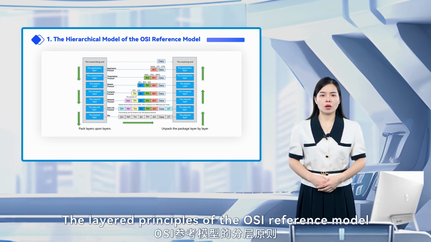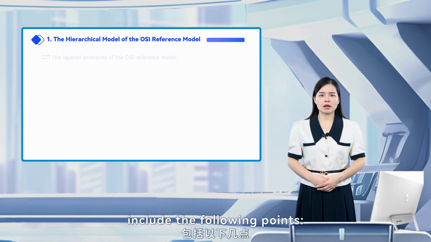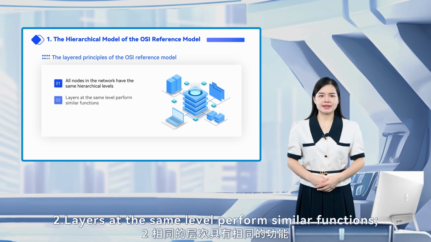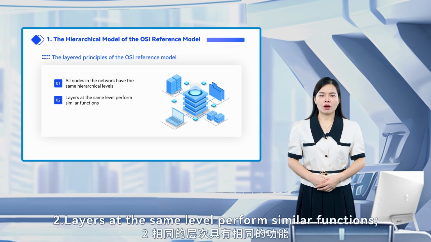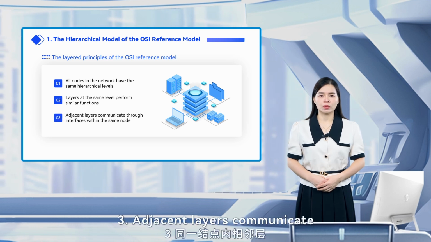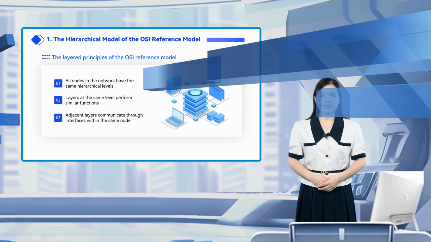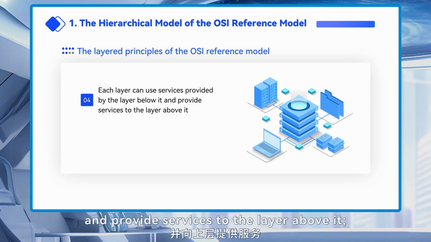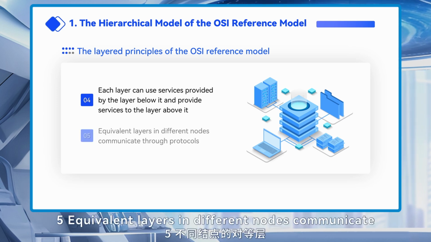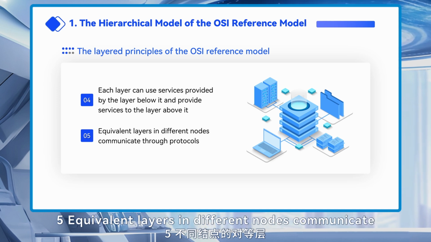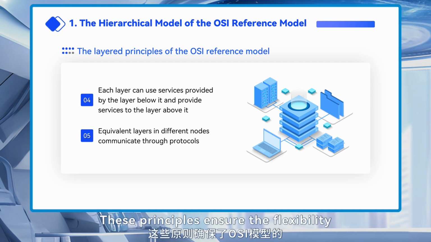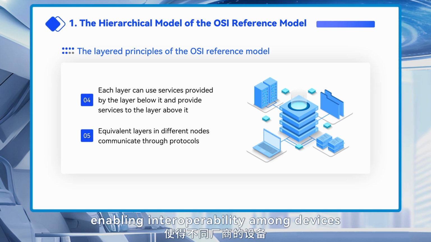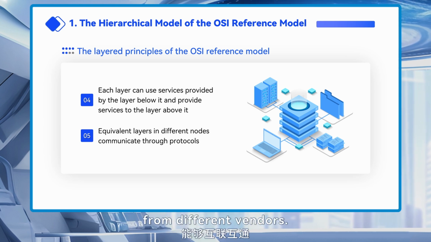The layered principles of the OSI Reference Model include the following points. 1. All nodes in the network have the same hierarchical levels. 2. Layers at the same level perform similar functions. 3. Adjacent layers communicate through interfaces within the same node. 4. Each layer can use services provided by the layer below it and provide services to the layer above it. 5. Equivalent layers in different nodes communicate through protocols. These principles ensure the flexibility and scalability of the OSI model, enabling interoperability among devices from different vendors.